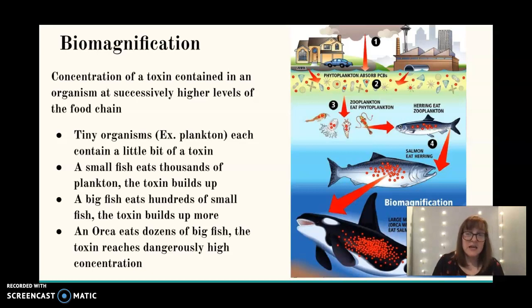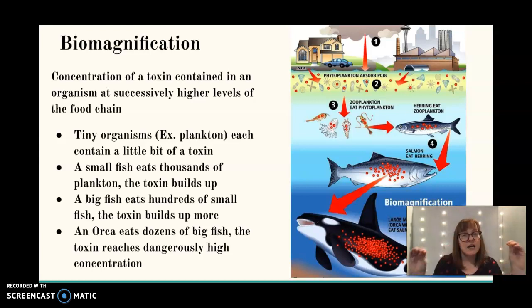Biomagnification, on the other hand, is the concentration of a chemical as it goes through the food chain. So the more it goes through the food chain, the higher up you are, the more of these toxins you actually get. And this is what our simulation is going to be in our face-to-face class.